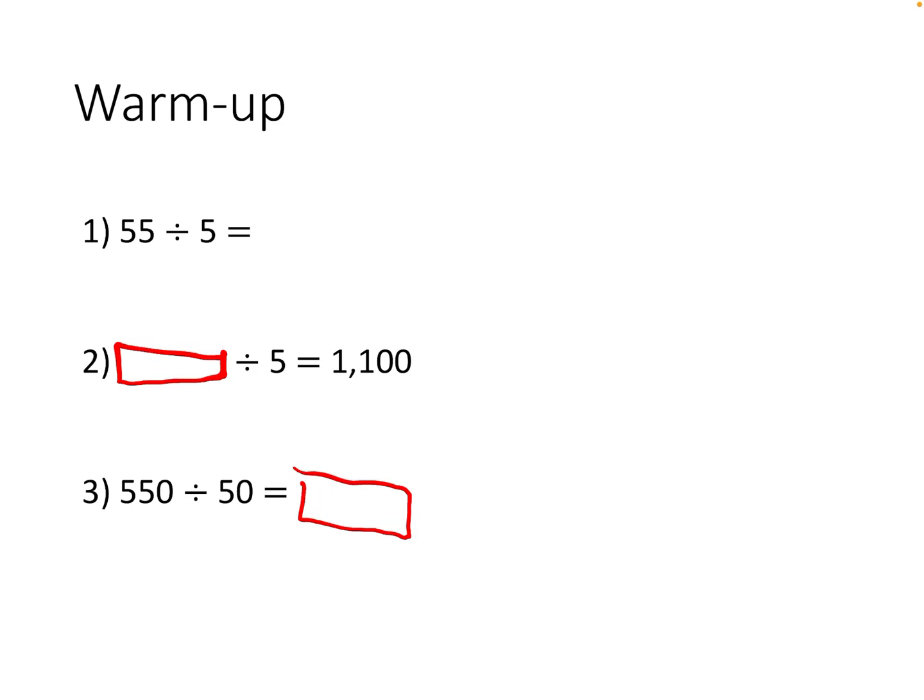Okay, so we've got 55 divided by 5 equals 11. Well done. And what divided by 5 is 1,100? To do that, we could do the inverse. We can multiply 1,100 by 5, and we get 5,500. And then 550 divided by 50 is very similar. It's pretty much the same as doing what we did at the top, but these are 10 times larger. So our answer is 11.